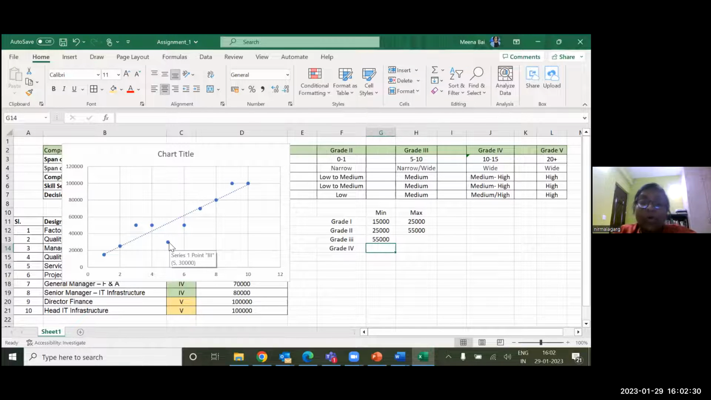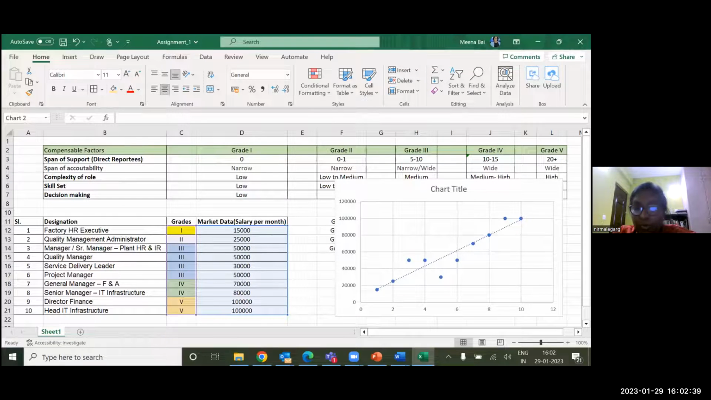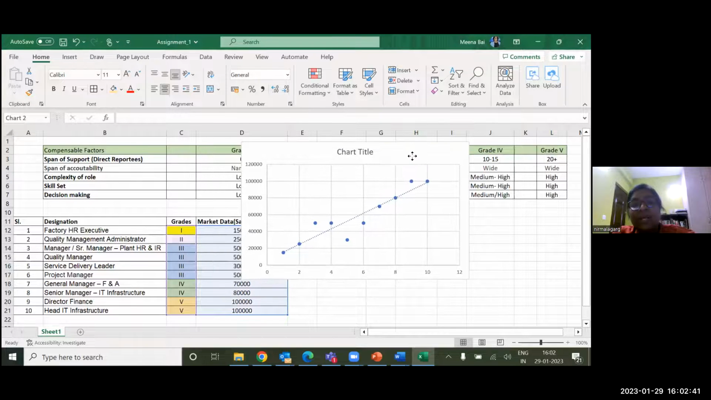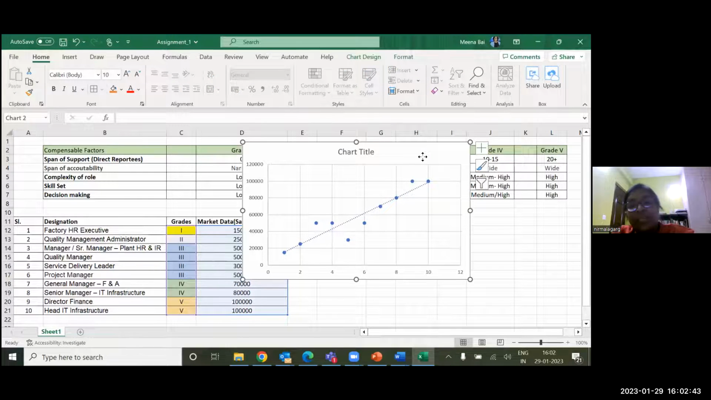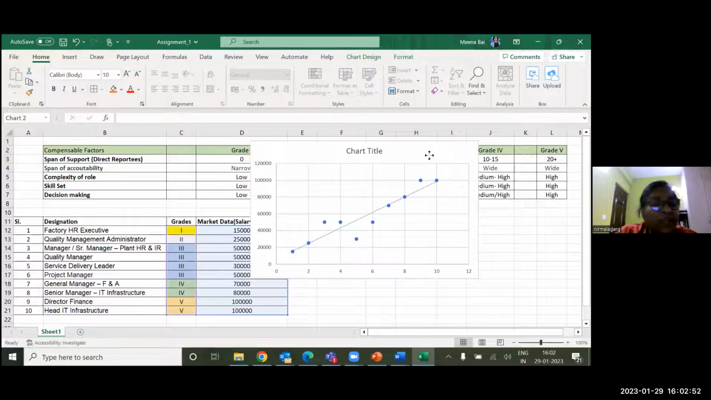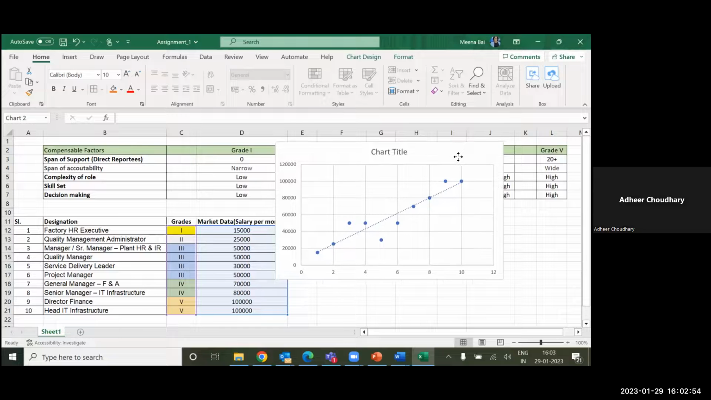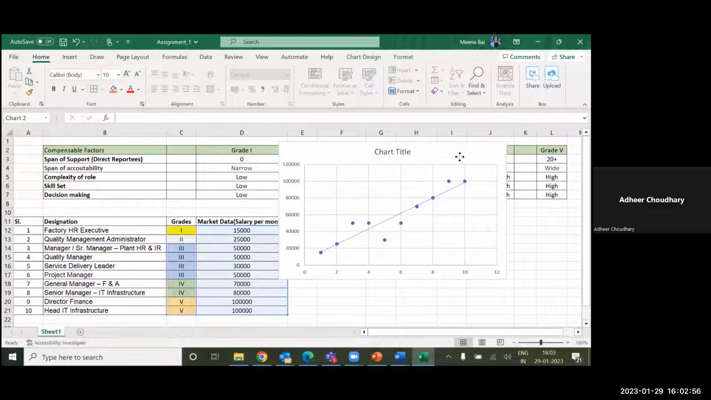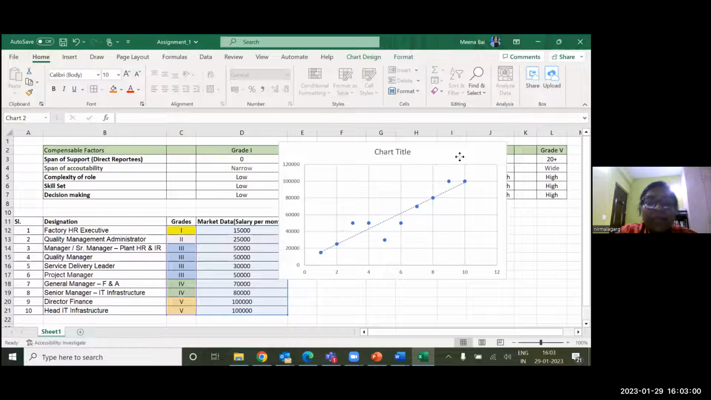When you have a position like this, what will you do? You will go back to the drawing board. You will check the job description against the market job description and see what kind of salary applies. So you need to go back to the blackboard and look at this position, grade 5, which is almost 45.